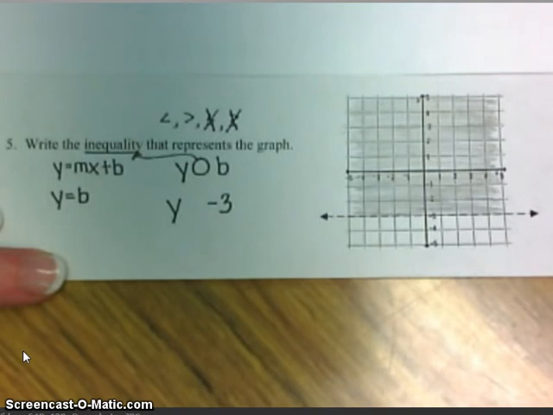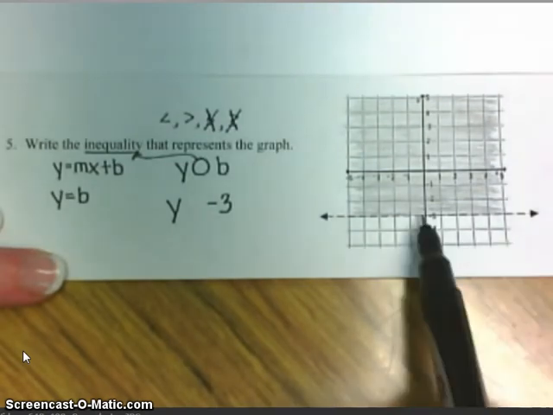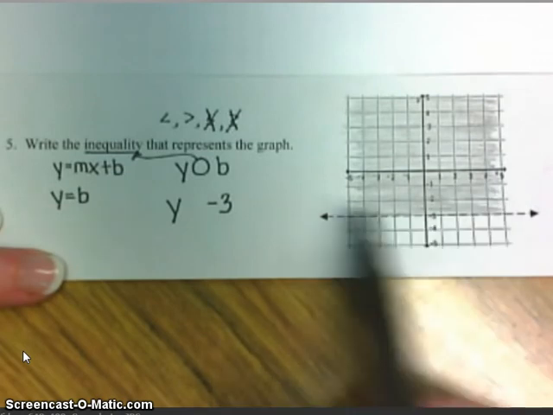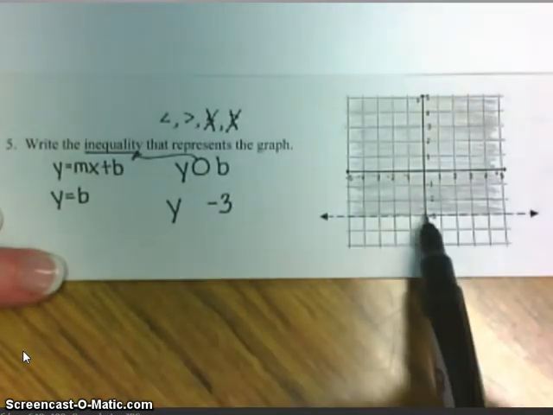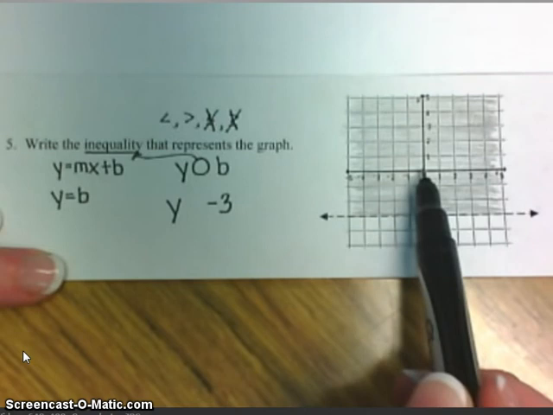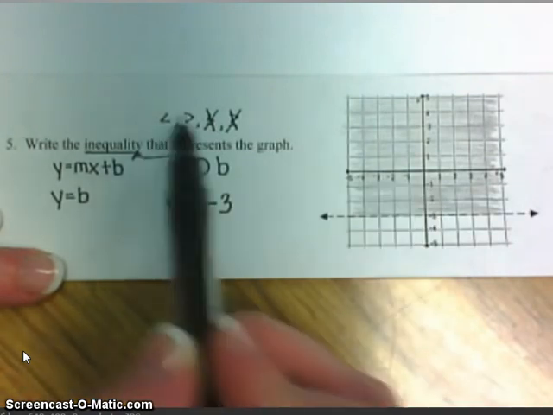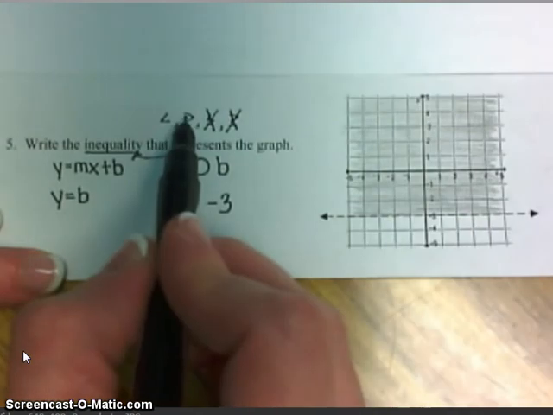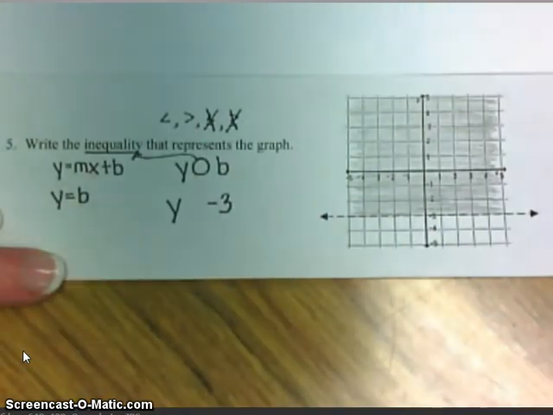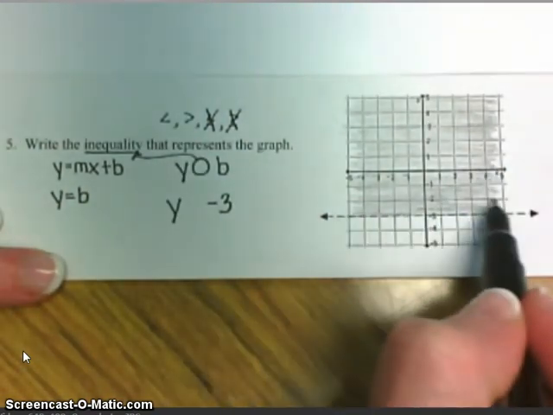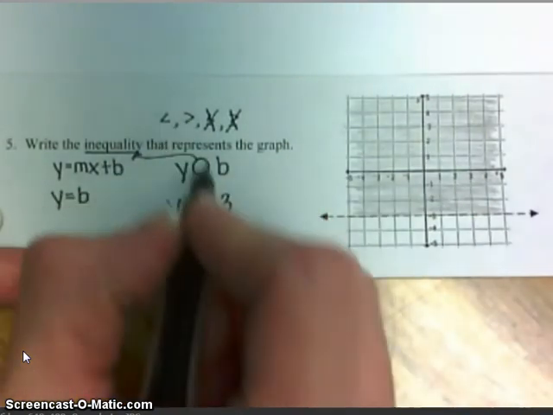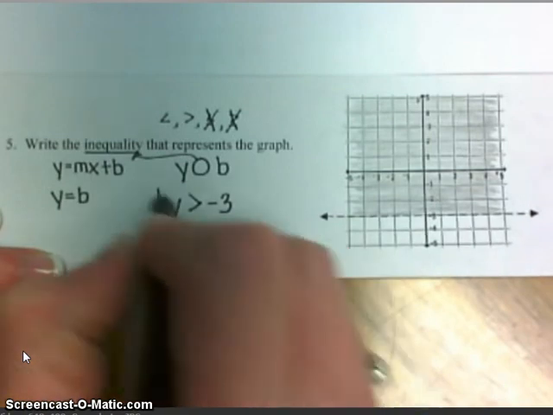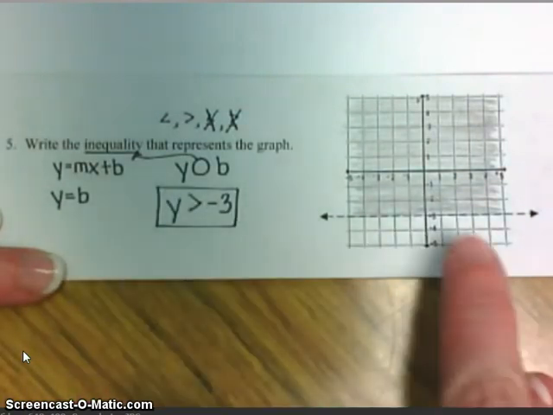But let's not guess. Let's actually think about this logically. Look at all of these values that are shaded in this problem. Thinking about y here, look at your y-axis. Are these values on the y-axis less than -3? Or are they greater than -3? In this problem, all of these values here are greater than -3. And so this right here is the inequality that represents this graph.